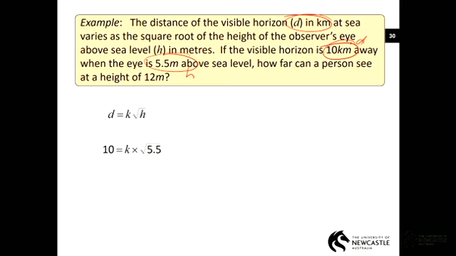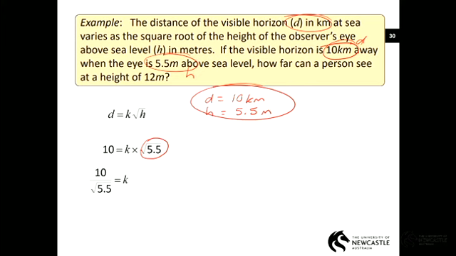So it tells us that when D was equal to 10 kilometres, the height is 5.5 metres. And again, I'm totally cool with those units. But I know that any D I talk about is kilometres, any H is metres. There's my 10 going into the D, there's my 5.5 going into the H. I could go to the calculator with that, but I'm just going to say if it's timesing by this, what's the opposite of timesing by root 5.5?